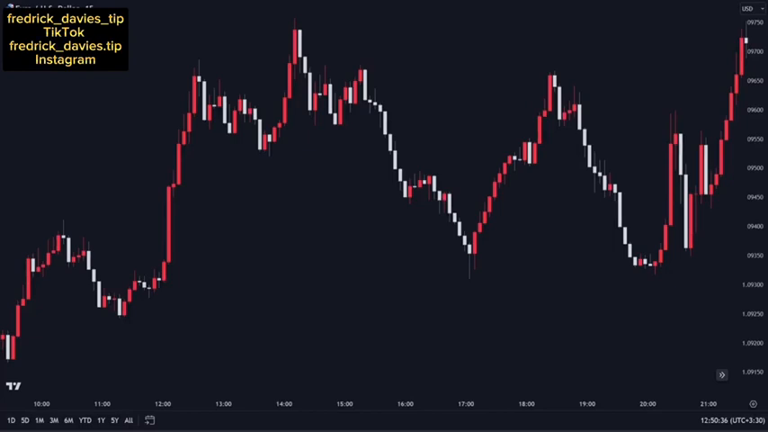Upon analyzing the chart, we notice that the price has established a bullish break of structure by breaking and closing above this major high. With the emergence of the break of structure, our focus should now shift to identifying order blocks associated with the BOS.